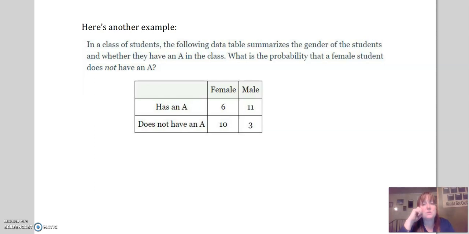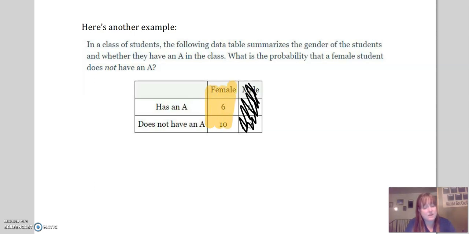Okay, so what's the probability that a female student does not have an A? So this is not saying what's the probability that I pick a student who is female and does not have an A. This is saying given that I already know the student is female, what's the probability that that student does not have an A? So again, I don't care about male students at all in this. They are not in my sample space. My only people in the sample space are the female students.